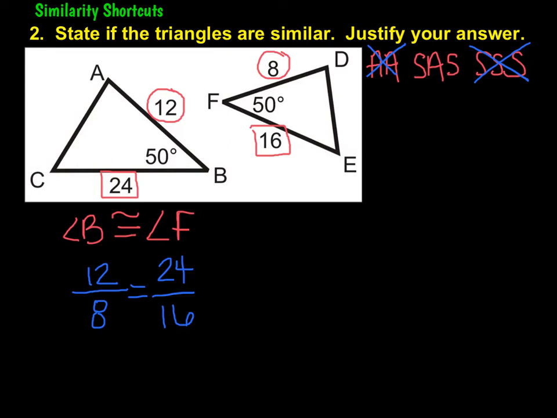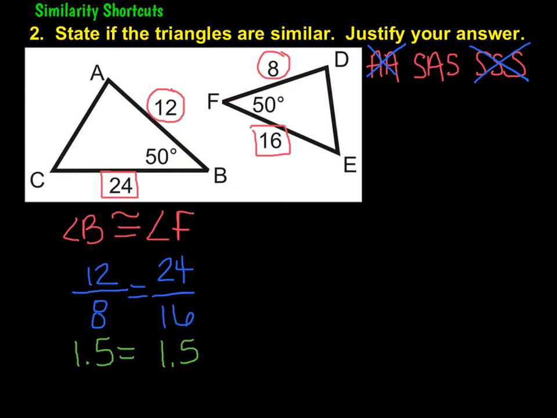So I'm going to go ahead and punch in 12 divided by 8 into my calculator, and I get 1.5. Let's see what happens when we divide 24 by 16. Ooh, we also get 1.5. We have a match. That's good. So we were able to show that the two sides were proportional and that the angle was congruent that's in between the two sides. So here's what we're going to write.